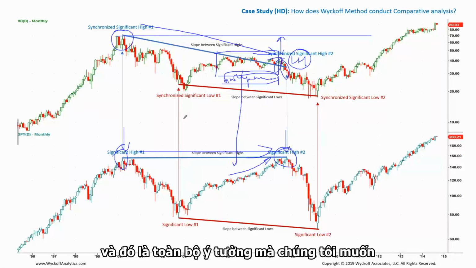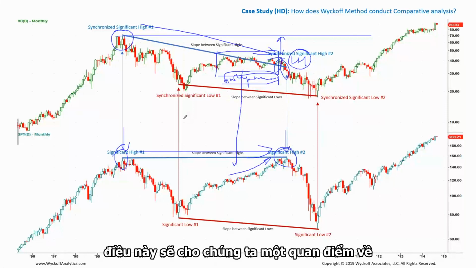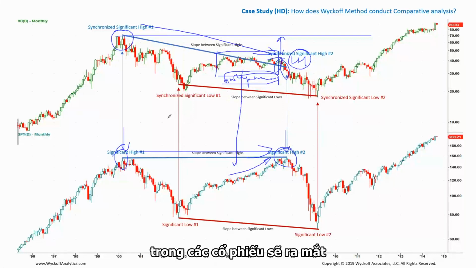And that's the whole idea. We want to understand if institutions are in the stock, if they are buyers or sellers. This should give us a perspective as to the future performance of the stock. And obviously the idea is just we want to be in the stocks that are going to be outperformance, significant outperformance. I call them sometimes super leaders. Those are the stocks that are going to multiply so many times, and the supply in that stock is going to be in very, very strong hands.